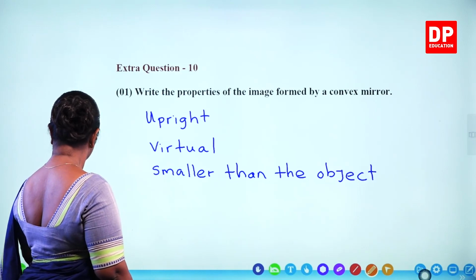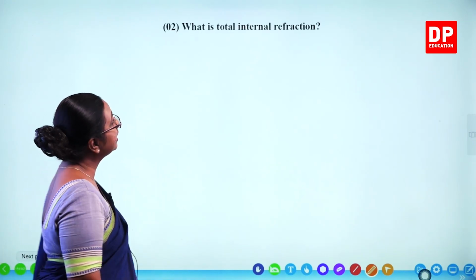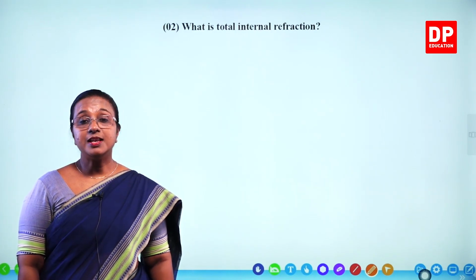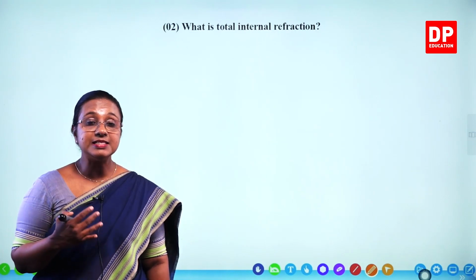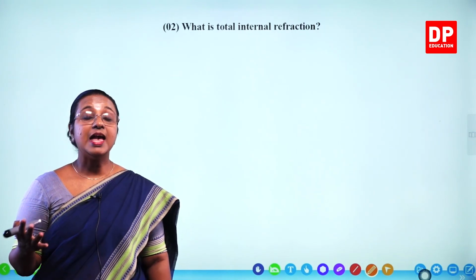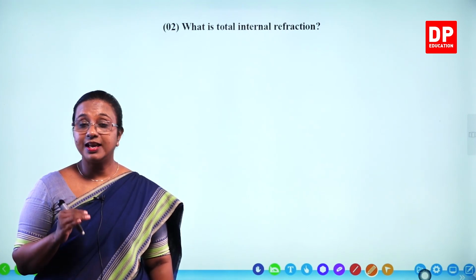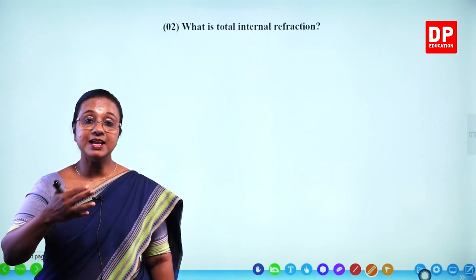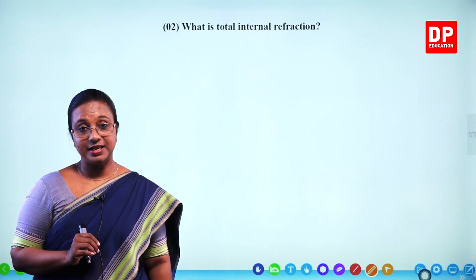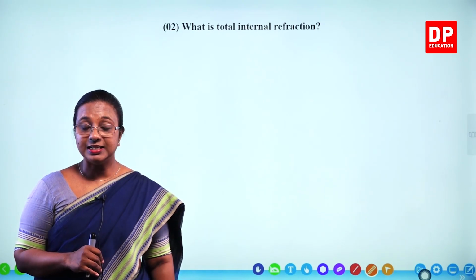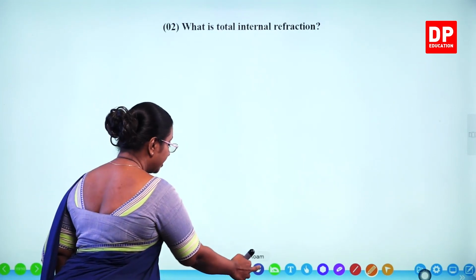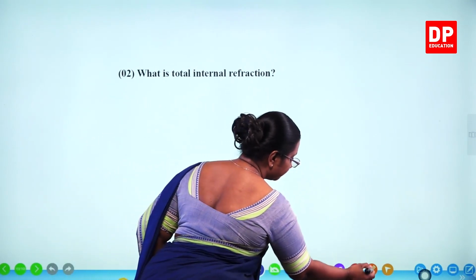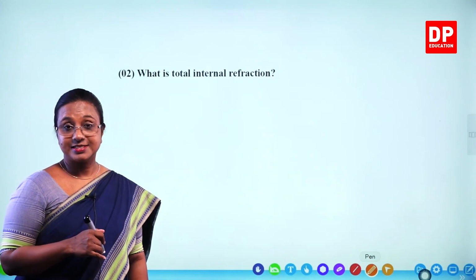I will move on to the next one. What is total internal reflection? What is total internal reflection? When light is traveling from a denser medium into a rarer medium, and if the angle of incidence is greater than the critical angle of that medium, light does not refract. Instead, it reflects within the same medium, and that is known as total internal reflection. And that is what you have to write here.